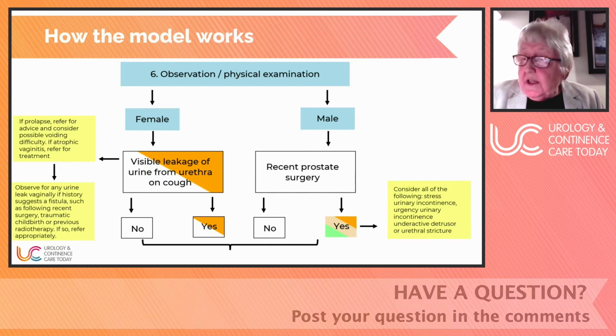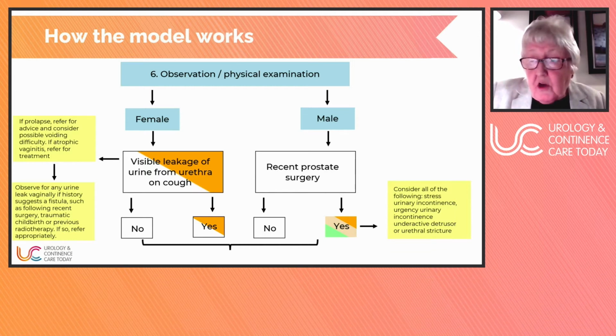There may be visible leakage of urine from the urethra on cough. Atrophic vaginitis may be noted in postmenopausal women. Observe also for any leakage of urine from the vagina, which may indicate a fistula. In the male patient, observe for hydrocele, epispadias or hypospadias, which are congenital abnormalities in which the urethra opens on the upper or underside of the penis.